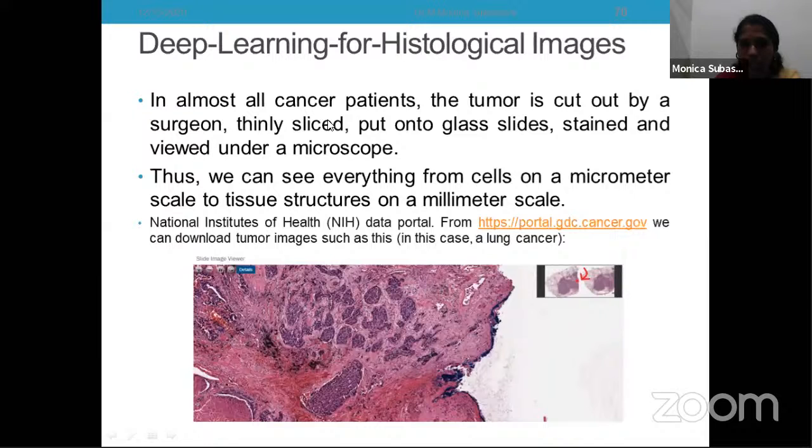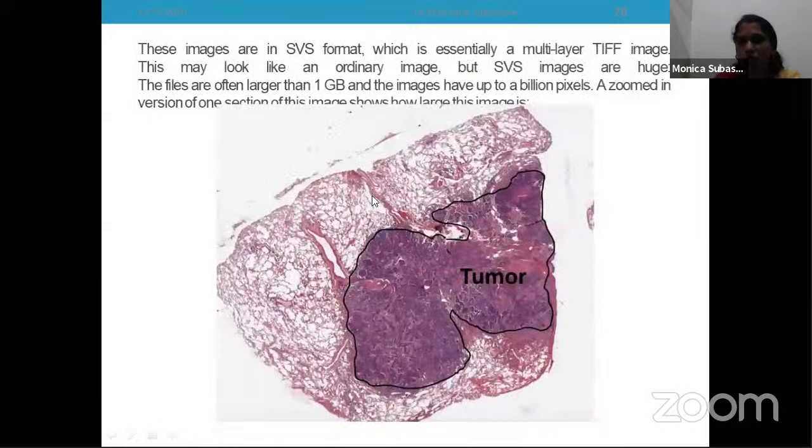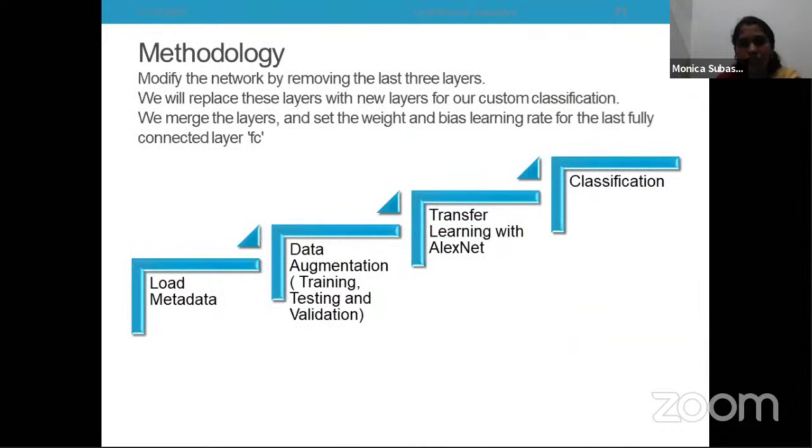You can even download the images, but it is available in SVS format. Actually, one image itself is larger than 1 GB, and you need to apply a dimension reduction technique to reduce the size of the image. This is the zoomed version of the particular tumor area. And what would be the methodology? Just modify the network by removing the last 3 layers.